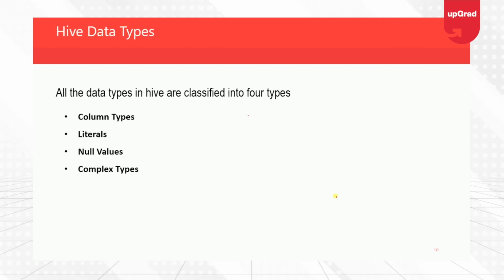Let us discuss the Hive data types. Hadoop supports various data types for defining columns or field types in Hive tables. So in this section, we will understand the various data types with detailed examples. Now all the data types in Hive are classified into four types: column types, literals, null values, and complex types. Let us understand these data types one by one.